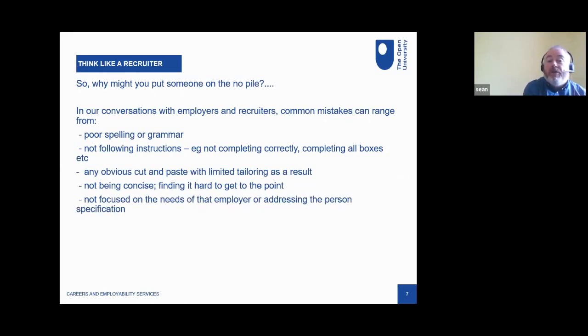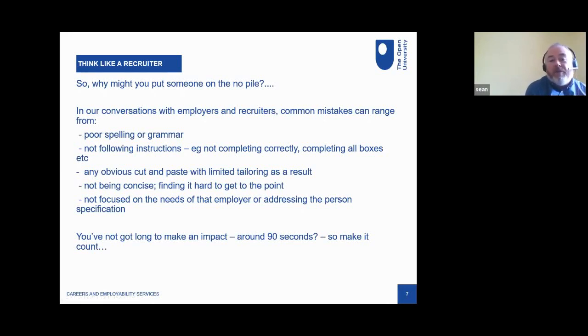Again, not focused on the needs of the employer. So people are unsuccessful because they're not matching their own skills and their own interests to what the employer is looking for, or what the job criteria says. And in general, because employers get so many applications, they say it takes between 90 seconds and 2 minutes for them to make a first impression. You want to make sure that you're not being put on that no pile, and that you're put to the side as possible to be called for interview.